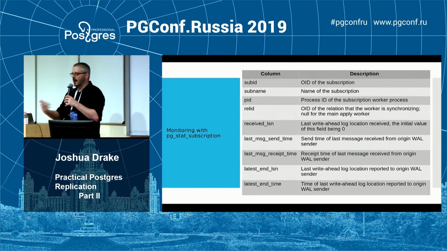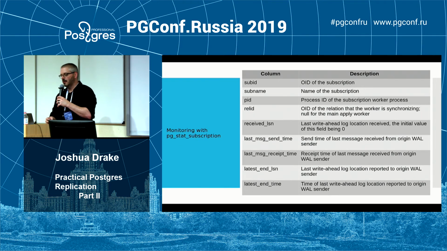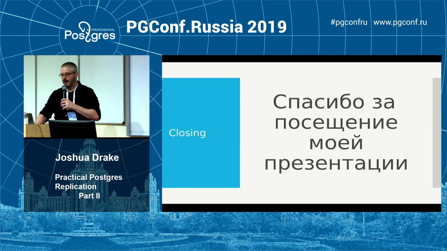Received LSN is the last write-ahead log location received, the last message send time, as well as receipt time. We've talked about that before. As well as the latest end LSN, the last write-ahead log location reported to the origin WAL sender, and then the latest end time. And that's it.